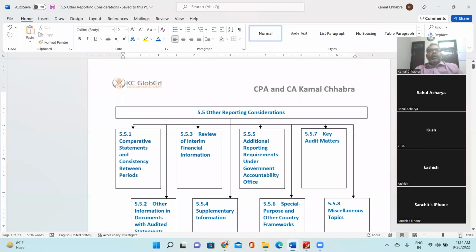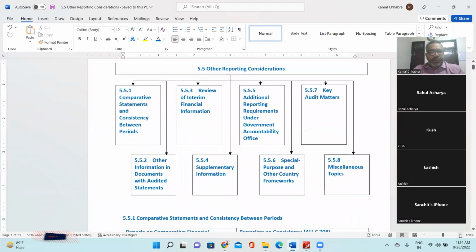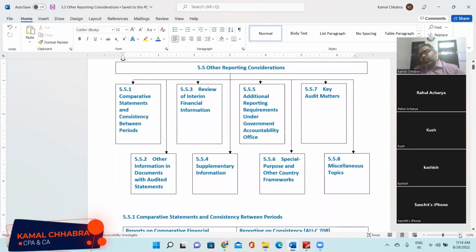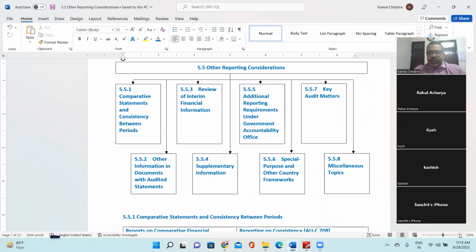So here, if you see the other reporting considerations, we have 8 things. First one is comparative statement and consistency between those comparative statements. Like we discussed earlier, financial statements are generally current year and previous year numbers. So here you need to ensure the appropriate classification as well as appropriate application of the accounting standards, same as in current year as well as previous year.